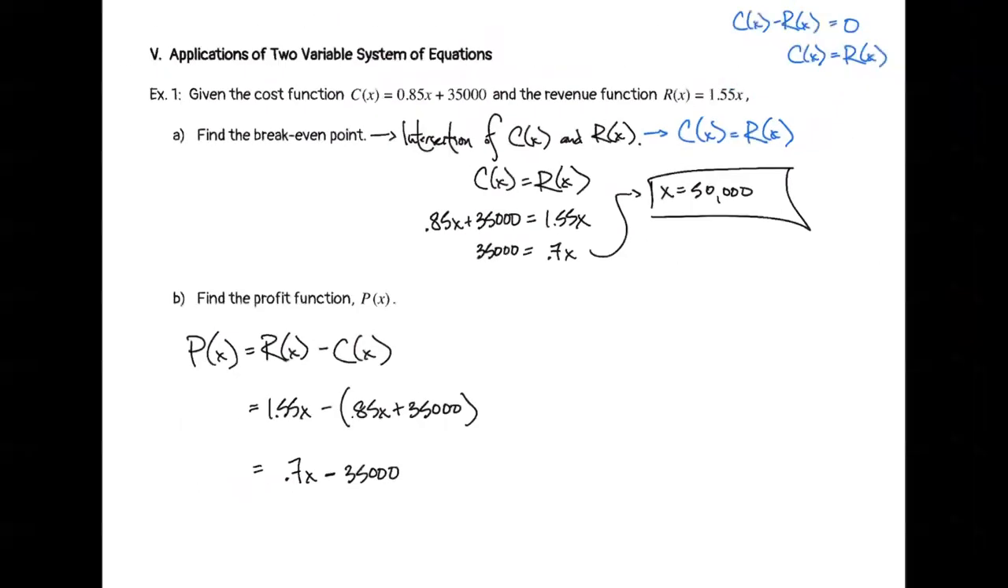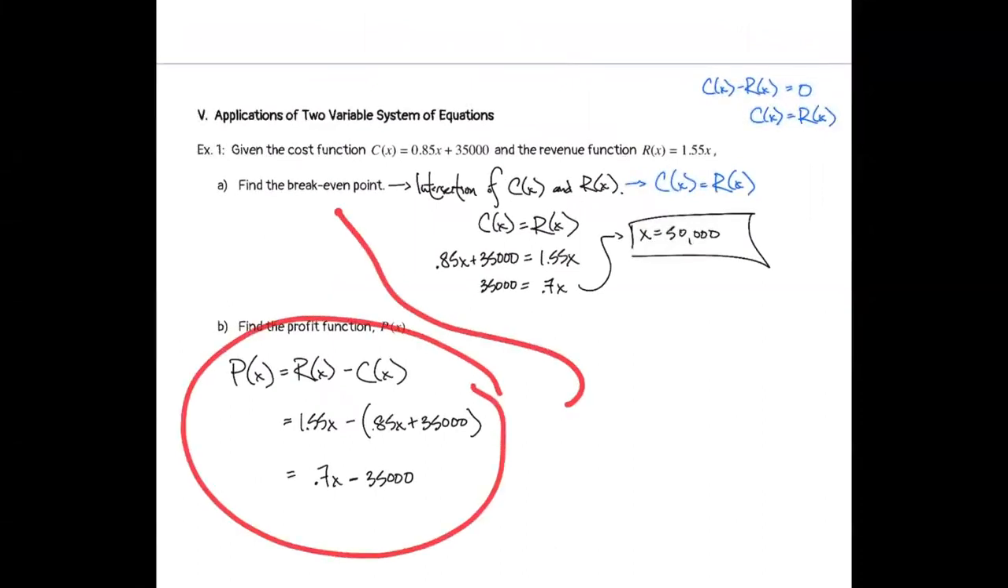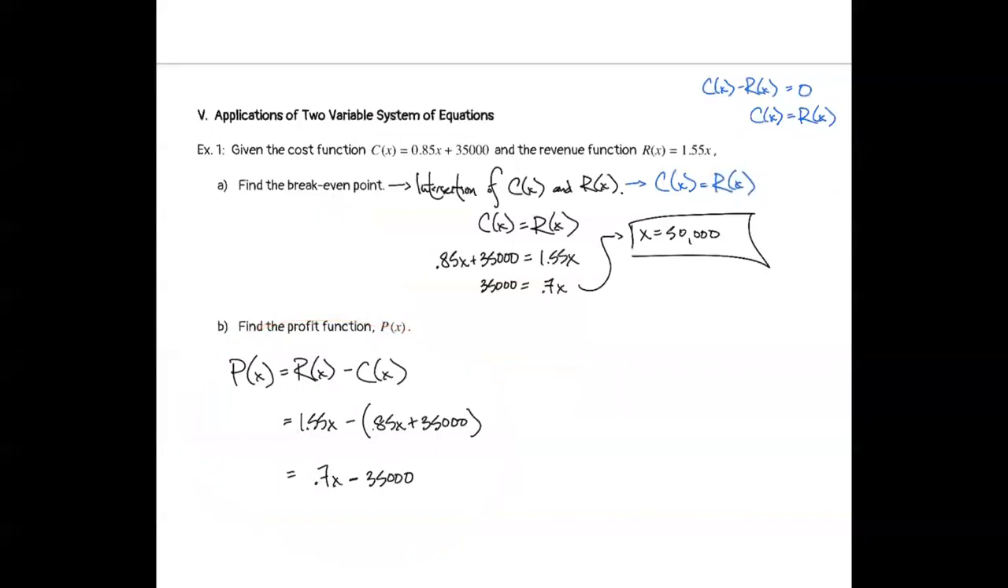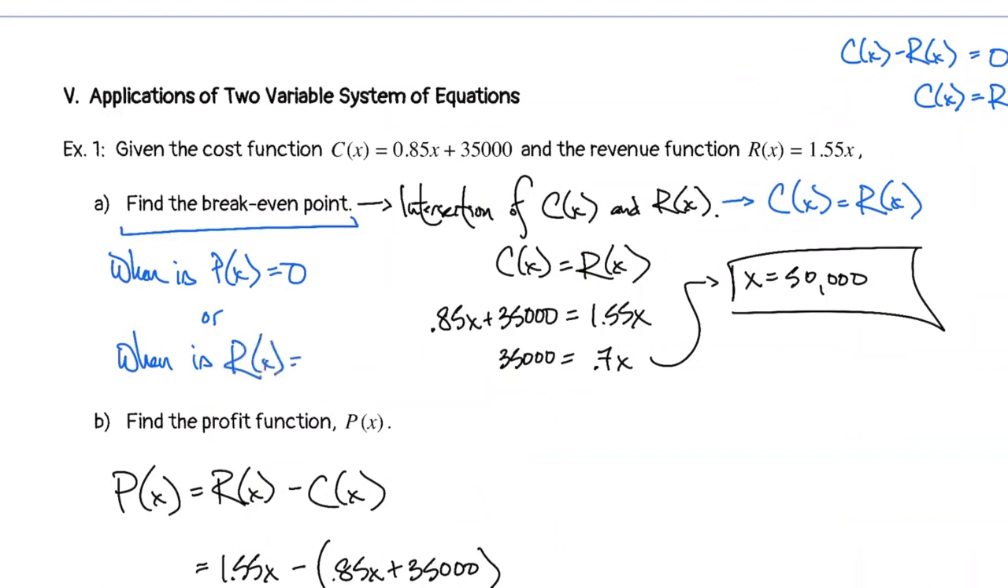Okay. And I feel like this is actually another way to look at that break even point, right? You can say, when is the profit equal to 0? That would be another way to find that break even point. When is P of x equal to 0? Or when is R of x equal to C of x?